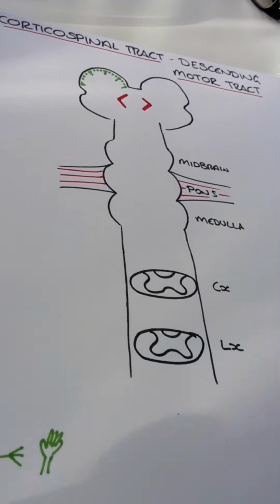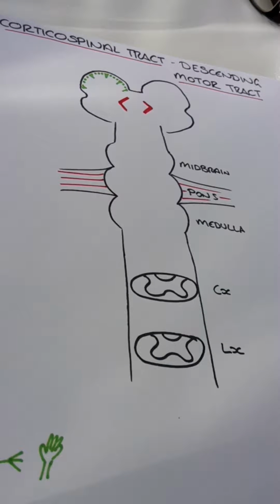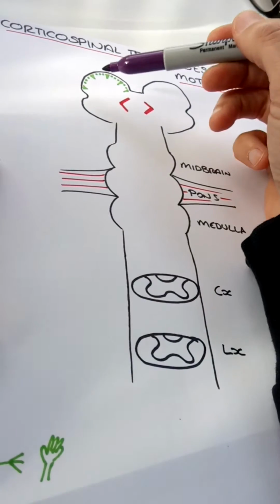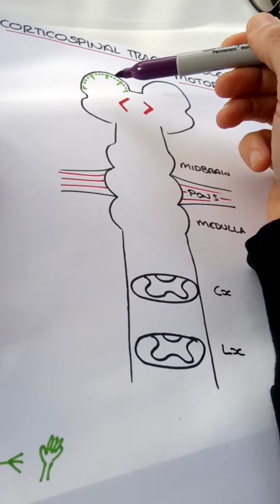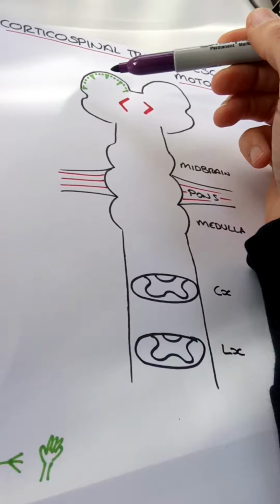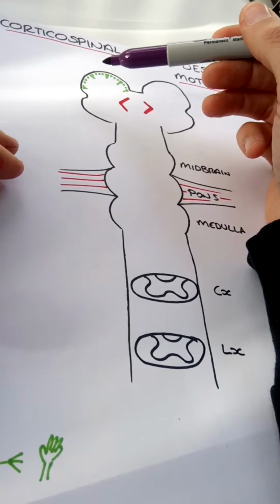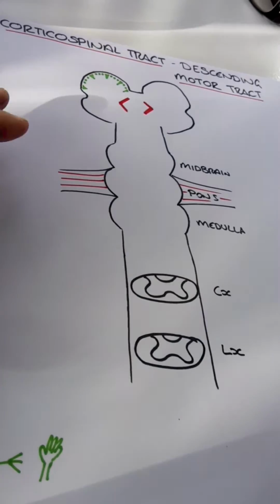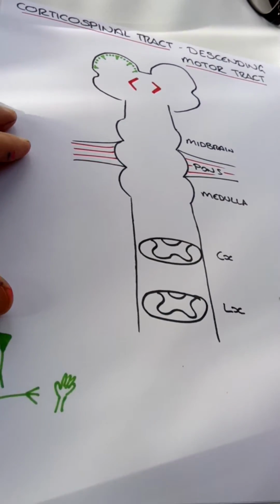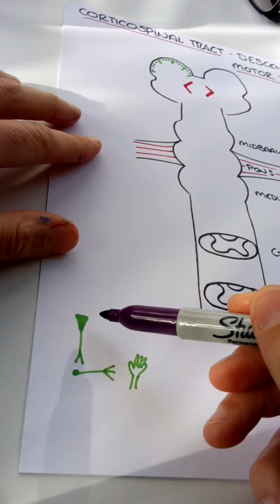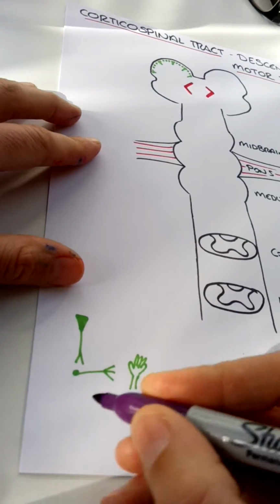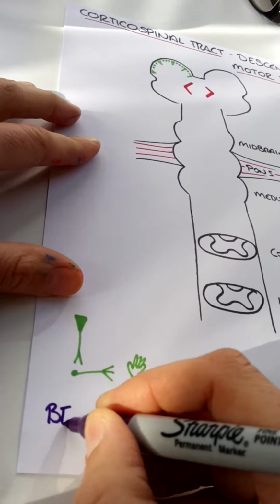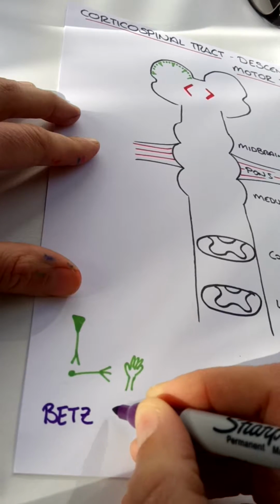So this diagram looks a lot more frightening than it actually is, and I've simplified it a tiny bit as well. Here at the top, this is your brain. In your brain, you've got a whole bunch of motor neurons. You've got two types of motor neurons: Betz cells and just your normal run-of-the-mill motor neurons. The Betz cells are the ones with the little triangular tops. So these are Betz cells.